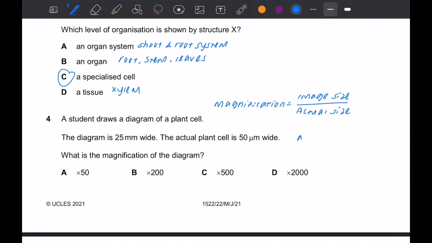So we're looking for the magnification, and we know that the image size is 25 millimeters, and we would convert the millimeters to meters, so it would be 25 times 10 to the power of -3. And we know that the actual size is 50 micrometers, which is times 10 to the power of -6. So that we can cancel it off, and the answer would be 500, which is C.